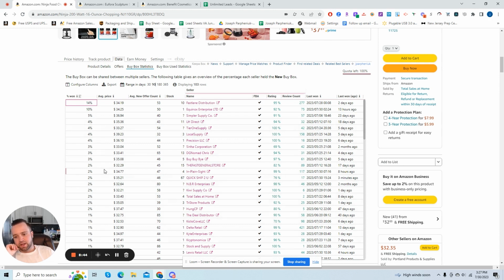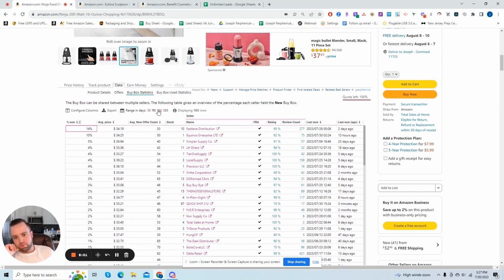Very good sign. That makes me think that if I go on this listing or you go on this listing, you'll get your share of the buy box and be able to sell through the product. So that is a great sign here.